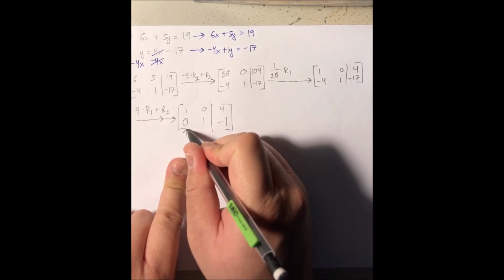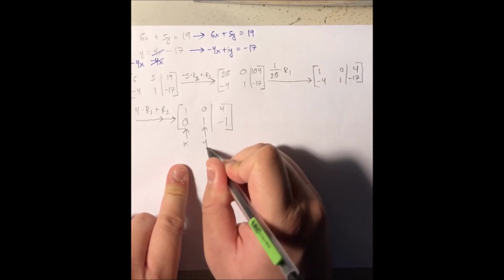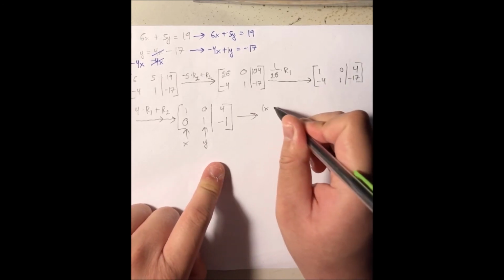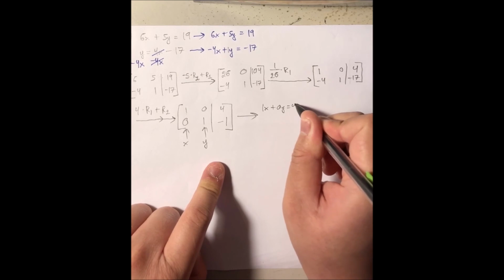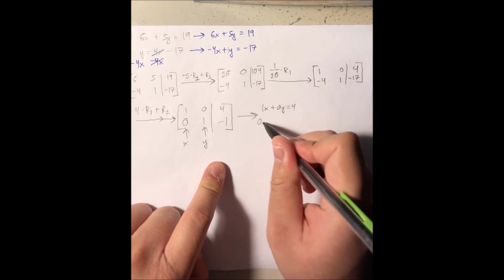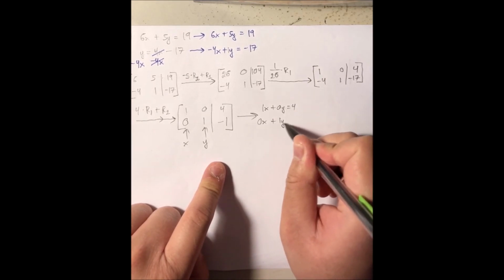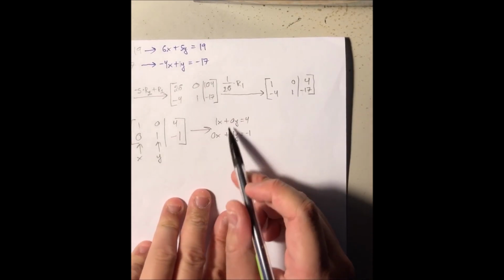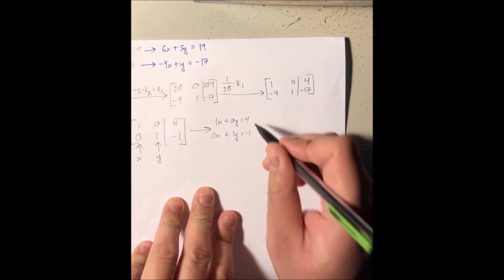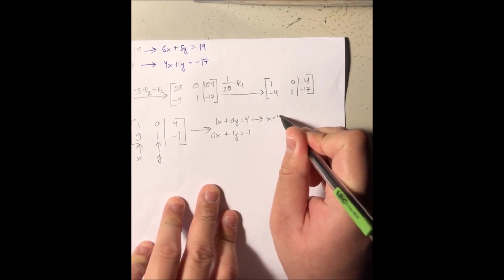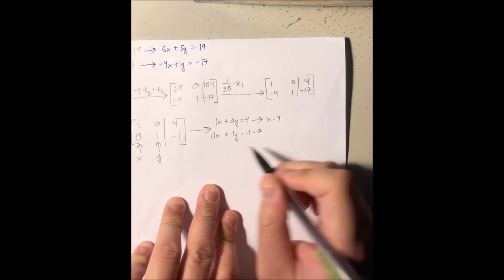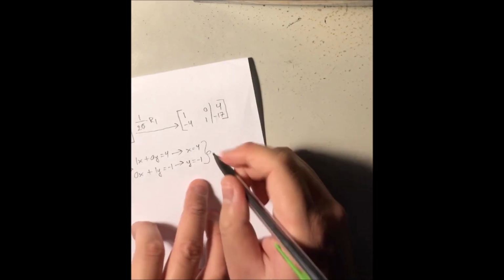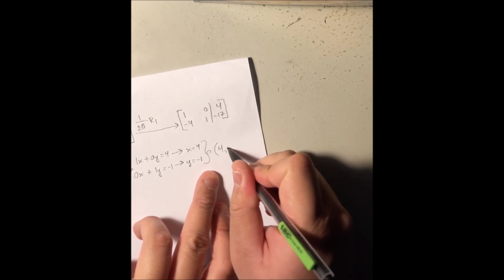And of course, recall this is the x column and this is the y column. So for the first equation, I'm going to have 1 times x plus 0 times y equals 4. For the second equation, I'm going to have 0 times x plus 1 times y equals negative 1. But anything multiplied by 0 is going to be 0. So the first equation will be just x equals 4, and the second equation will be just y equals negative 1. So the solution of this system is 4 comma negative 1.